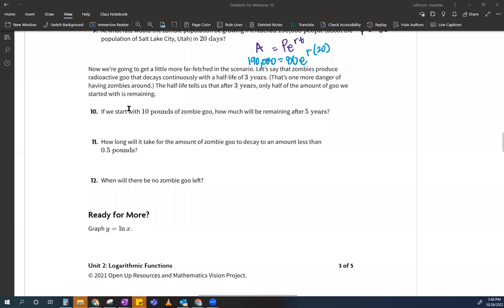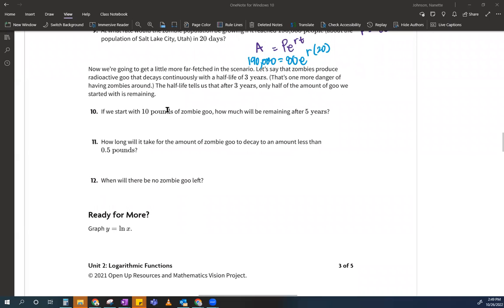Okay, so we're in 2.7 and we're gonna solve these three problems. Again, all you're doing is using that equation over and over again. So now we're going to get a little more far-fetched in a scenario. Let's say the zombies produce radioactive goo that decays continuously with a half-life of 3 years. Okay, that's one more danger of having zombies around. The half-life tells us after 3 years, only half of that amount of goo we started with is remaining.